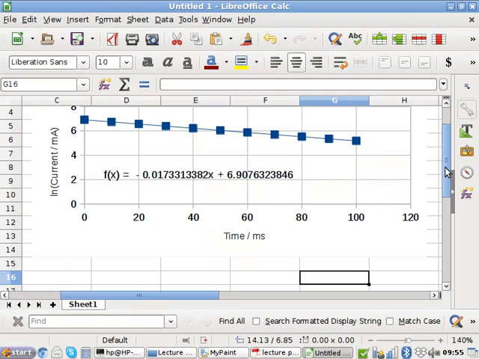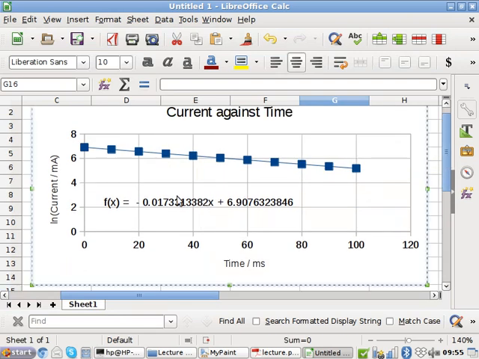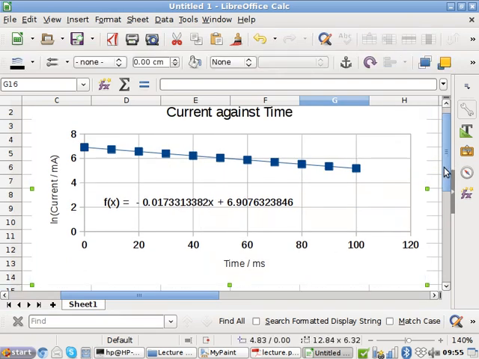Now, can you copy this into your notebook? Don't worry about this. You don't need the equation just yet. Just if you can get the graph.